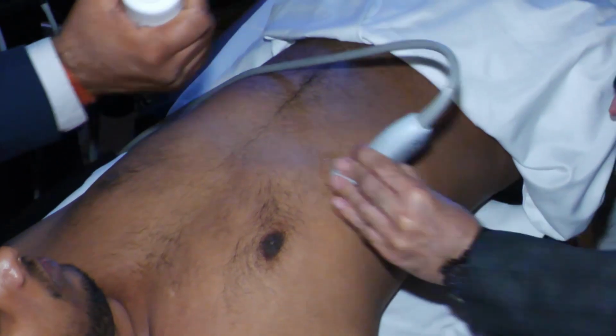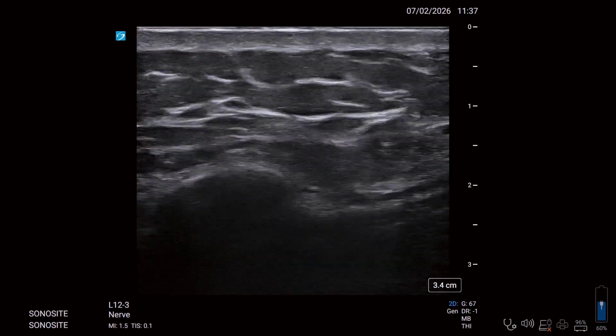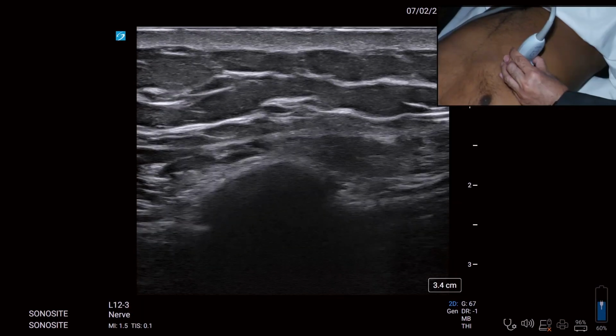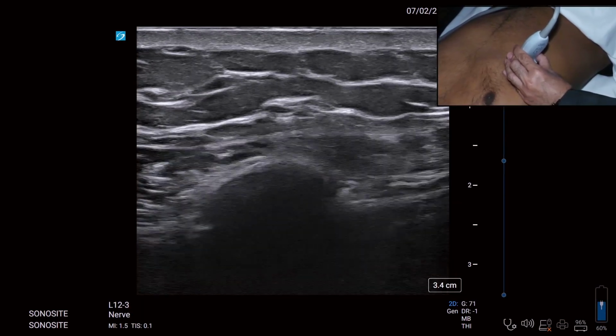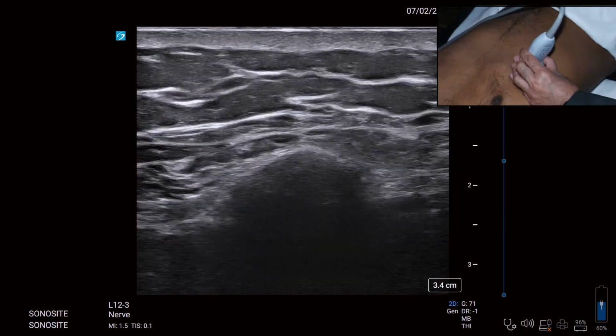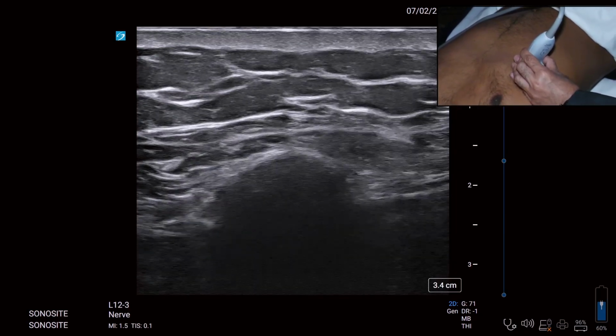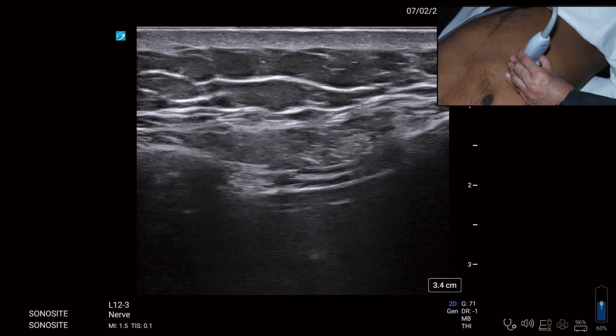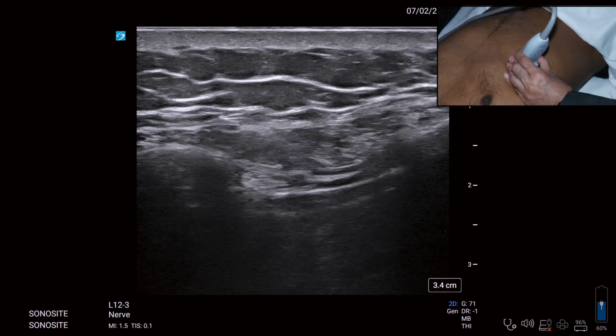So this is how we are going to place our probe. Can I have the ultrasound screen, please? This side is medial, this side is lateral. Can you see the top surface of the rib? The muscle which you see is the external oblique. In between two ribs, you see the intercostals.